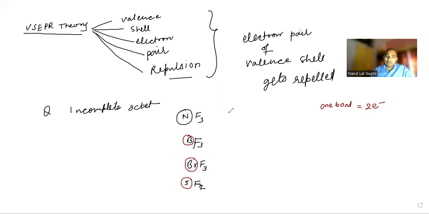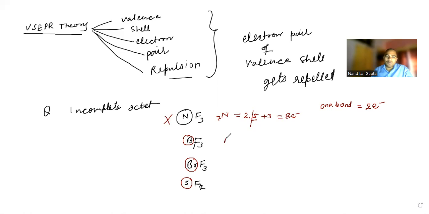For nitrogen, what is the atomic number of nitrogen? That is seven, so the configuration is 2, 5. Five valence electrons are there, and three bonds are there. So three electrons of nitrogen, three electrons of fluorine, so total eight electrons. So it cannot be our answer.